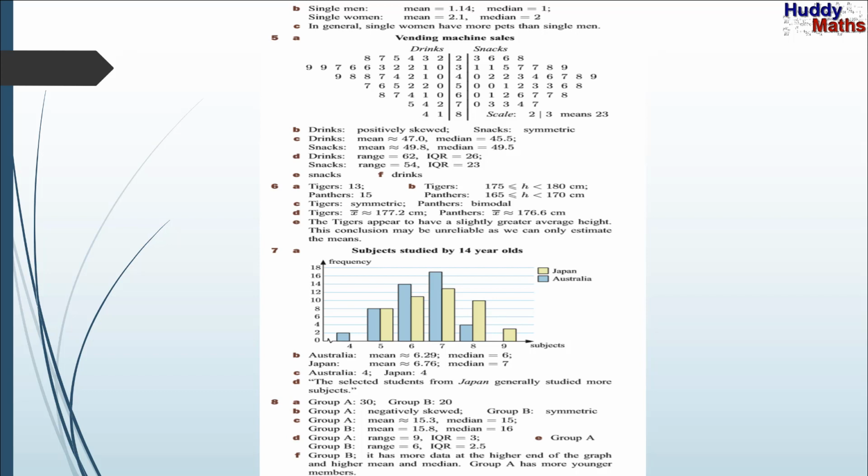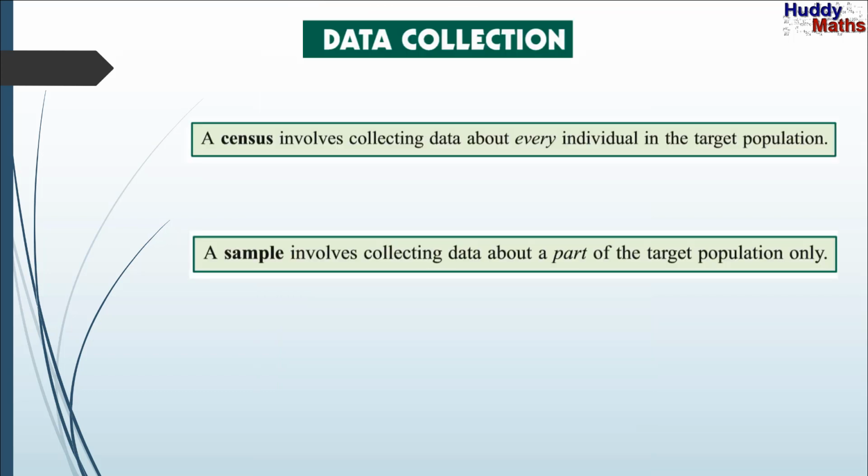Okay. We're nearly at the end, so hang on in there and see how you go for this next little section. And we're finishing off with something we've done before, again, data collection. A census involves collecting data about every individual in the target population, and a sample involves collecting data about a part of the target population only.